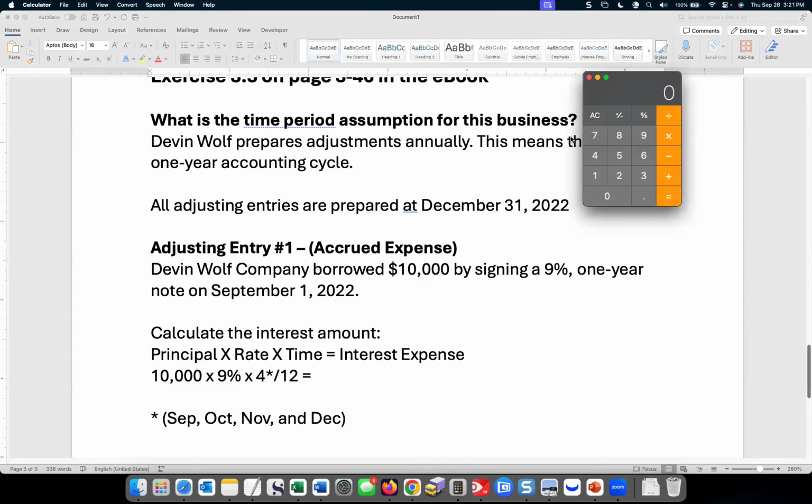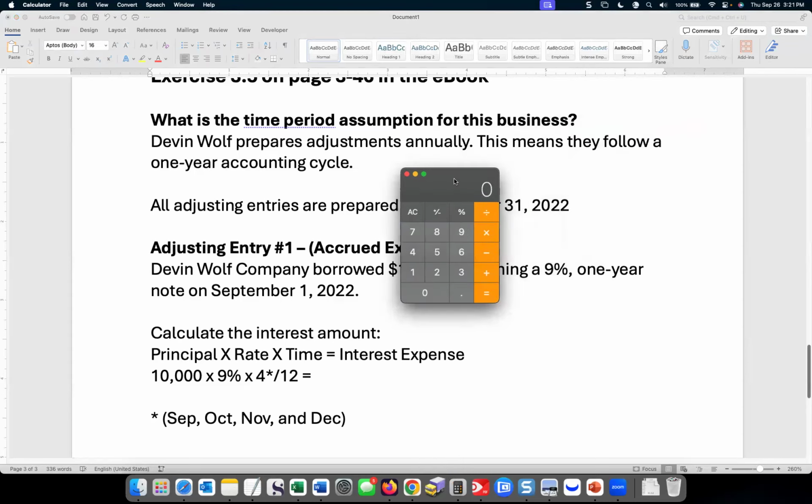So I'm going to get my calculator out and let's punch it in. I got 10,000 bucks times 0.09, the decimal equivalent of 9%. That gives us that number. Going to multiply that times the numerator of the fraction, which is 4, and then divide by the denominator, which is the 12. And our total interest cost is 300 bucks. That's the magic number we need.